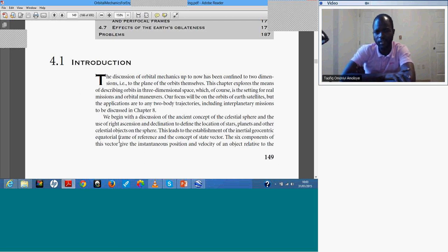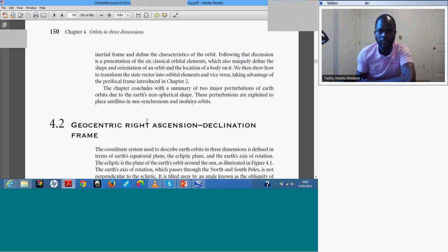In 313, we got familiar with state vectors, and we said the state vectors are just the position, velocity, and acceleration vectors. So the 6 components of this vector give the instantaneous position and velocity of an object relative to the frame, and define the characteristics of the orbit.